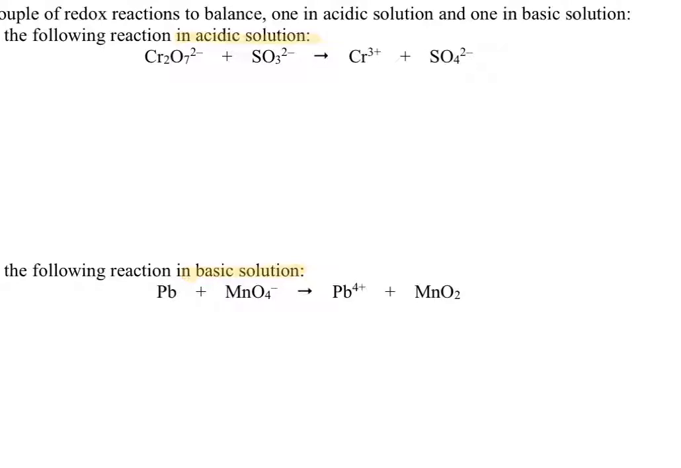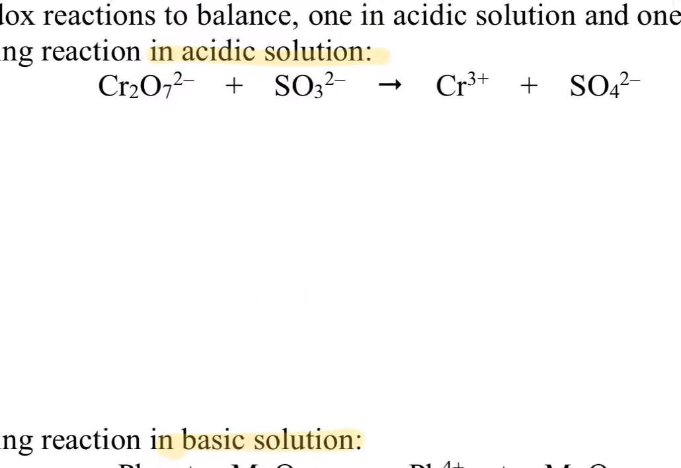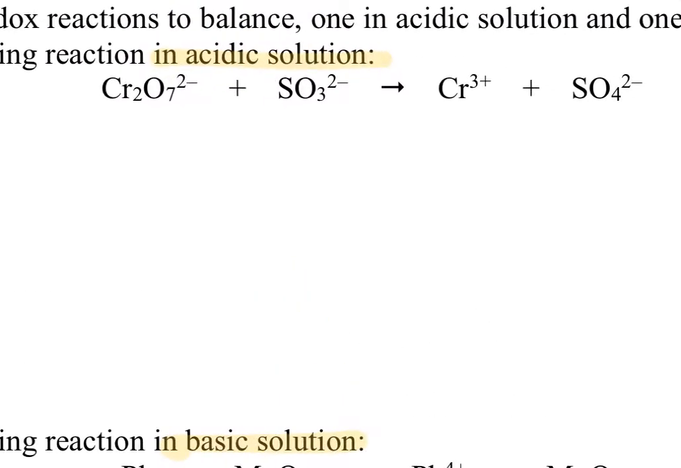Okay, so the first thing we need to do is assign oxidation states to all the atoms. Now I'm going to jump forward just a little bit, and I'm only going to zero in on the things whose oxidation states change. So I'm going to quickly identify that the oxidation state of chromium here is +6. The oxidation state of the sulfur is +4. The oxidation state of this chromium is, of course, +3, and the oxidation state of this sulfur is +6.